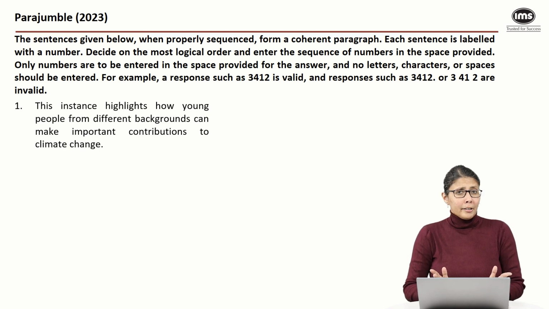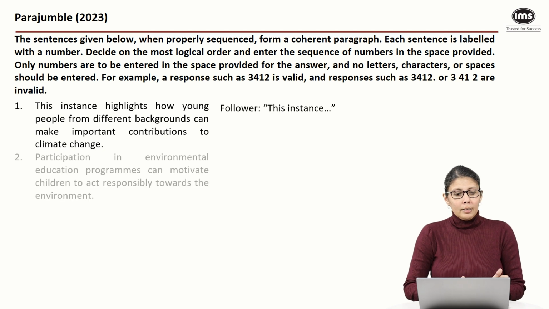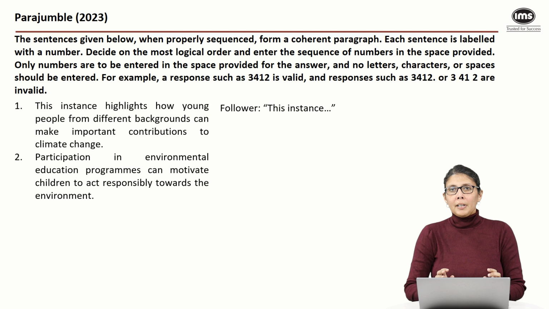So does this look like a starter or a follower? When it says this instance, we are using a pronoun. So obviously there has to be something before this. So this is a follower. The second statement says participation in environmental education programs can motivate children to act responsibly towards the environment. Could be the starter because it doesn't really seem to require a preceding statement. So we'll say that it may be the starter. Why are we saying it may be? Because we're not sure yet.